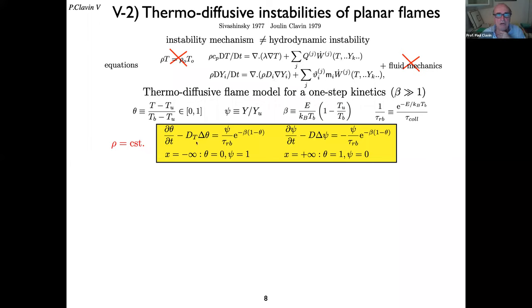When working now with this reduced equation for theta and psi, the only difference you have in the two equations, except for the sign here, minus consumption of the reactants and heat release, plus here, is a diffusion coefficient. This is a molecular diffusion coefficient of the species which is decomposed, the reactants. And dT is a thermal diffusivity, lambda over rho c, involved in this equation.